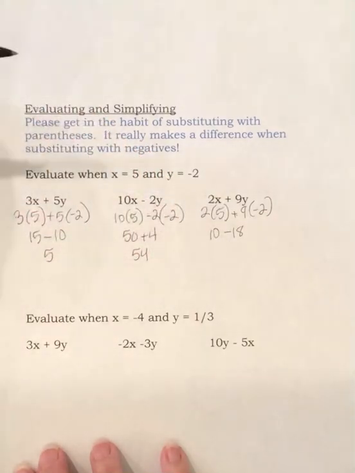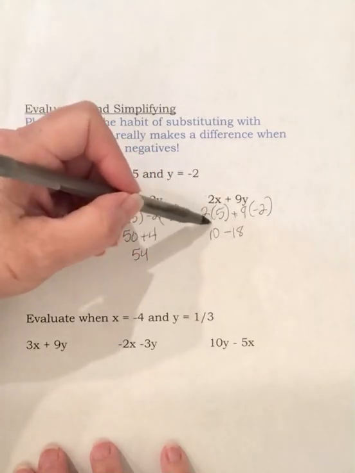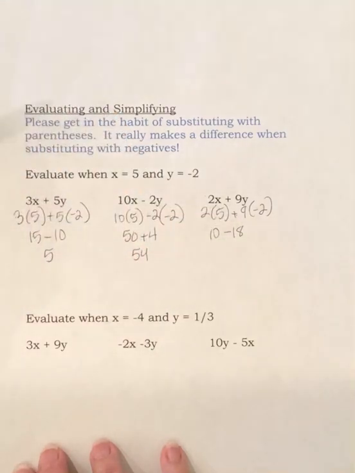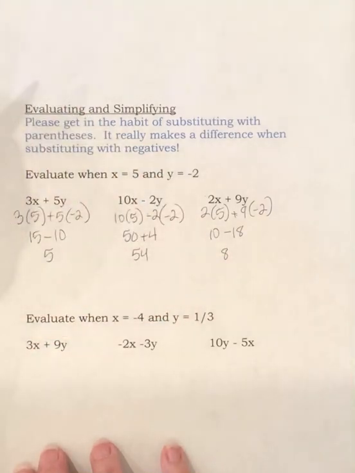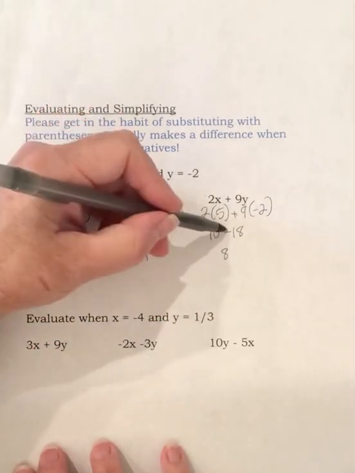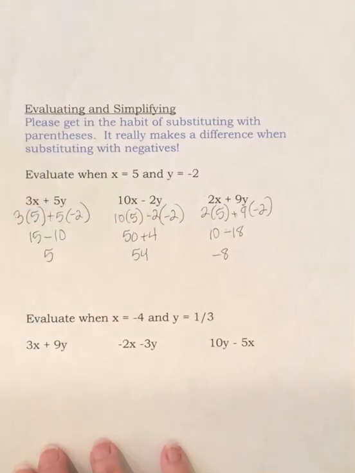This goes back to my rules of integers. I have a positive 10 and a -18. Different signs, so I need to subtract. The difference of 10 and 18 is 8. And then since 18 is bigger and it's negative, my answer is negative.